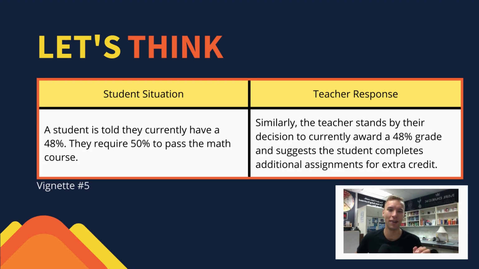Here's a similar vignette on the flip side. A student is told that they currently have 48% in their math course and they require 50% to pass. Similarly, the teacher stands by their decision to award a 48% grade, and they suggest that the student completes additional assignments for extra credit.